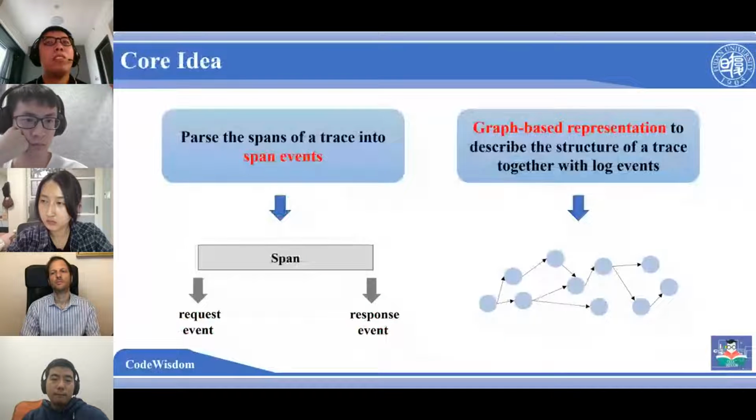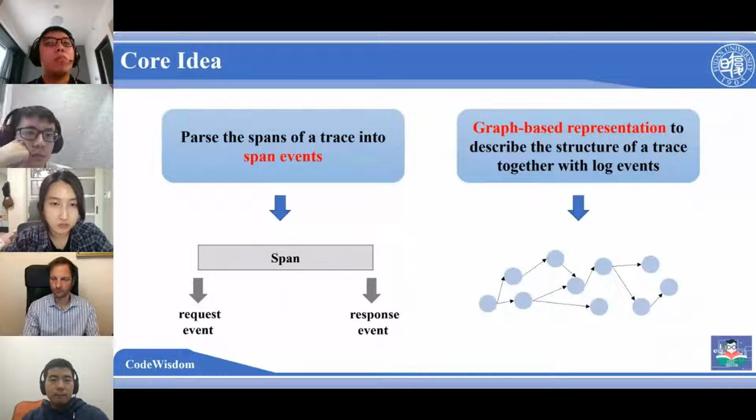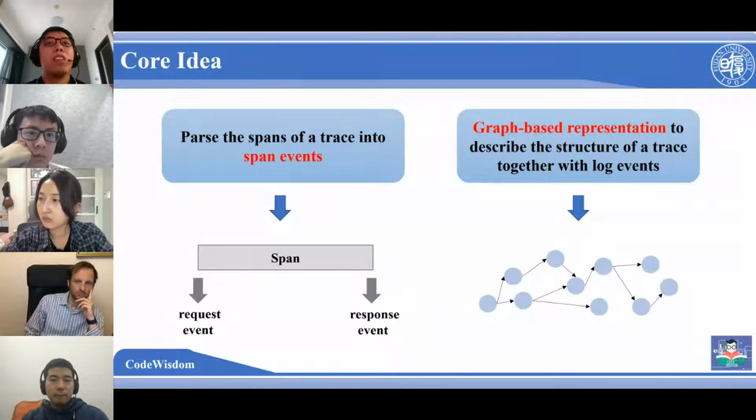To address the mentioned challenges, we propose DeepTraLog. The core idea of DeepTraLog is that first we parse the span of a trace into span events, which are a special kind of events that represent the start and the end of a service invocation. Then we use a graph-based representation to describe the structure of a trace together with the log events.